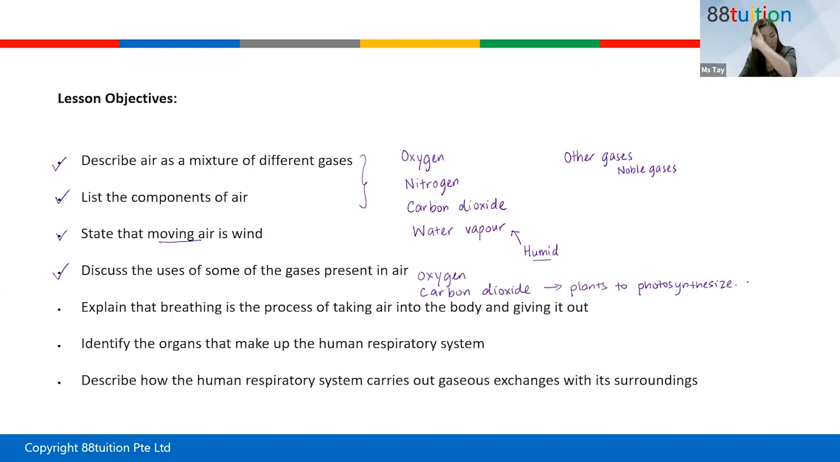Now, explain that breathing is the process of taking in air and giving it out. This is what we know now. But maybe you don't know exactly what you are supposed to put down in terms of words or statements. Do you know the organs that make up the human respiratory system? Lungs. A windpipe. Nose. You know a few, right? Now we are going to go into details for all of them.